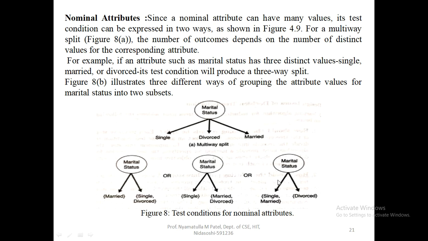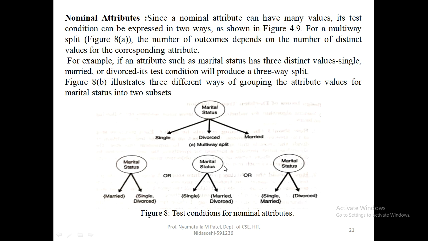So, there are three different ways of grouping the attribute values for marital status into two subsets. Instead of using three subsets, marital status can now be grouped into two subsets. One condition is married, and the other is single or divorced; or single, and married or divorced; or single or married, and divorced.